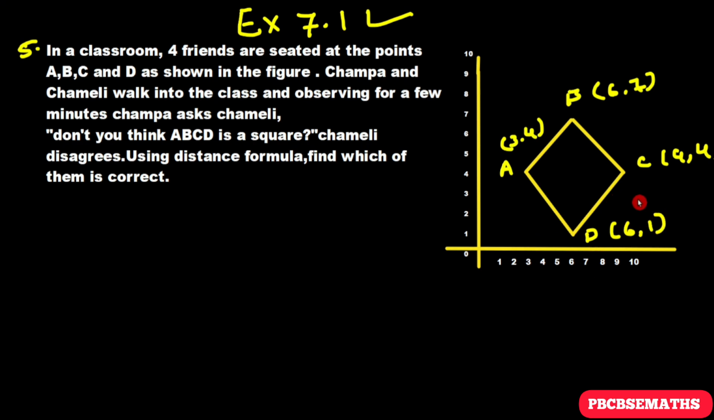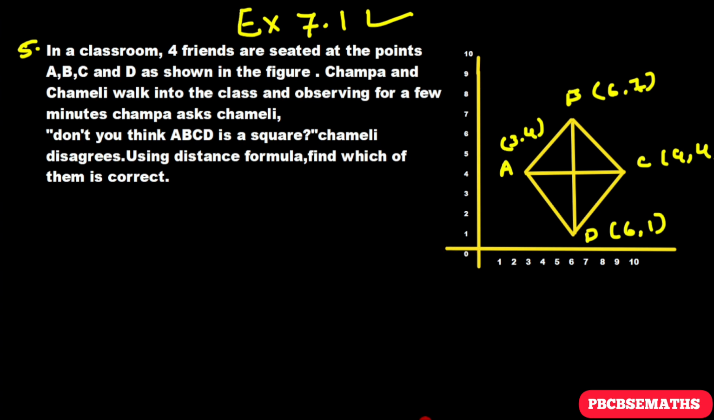Now we have to check whether this ABCD is a square or not. For that, let's quickly recap a few properties of squares. We know that in a square, all sides are equal and its diagonals are also equal. So here we need to find the distance of all four sides as well as the two diagonals. If all four sides are the same and the diagonals are also of equal length, then we can say that ABCD is a square.